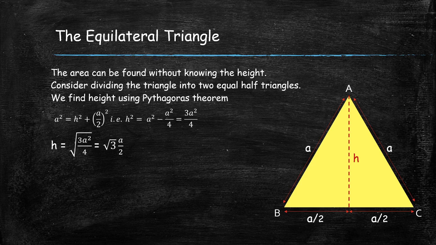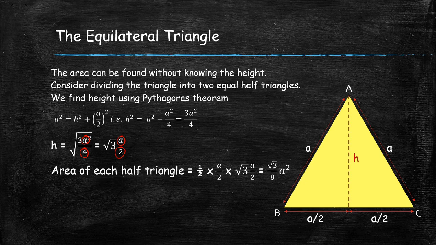Now we take the square root of a square minus a square upon 4, which is 3a square upon 4. We find the square root of it. The a square becomes a. The square root of 4 is 2, and the square root of 3 is an irrational number, so we can just write it as root 3 here.